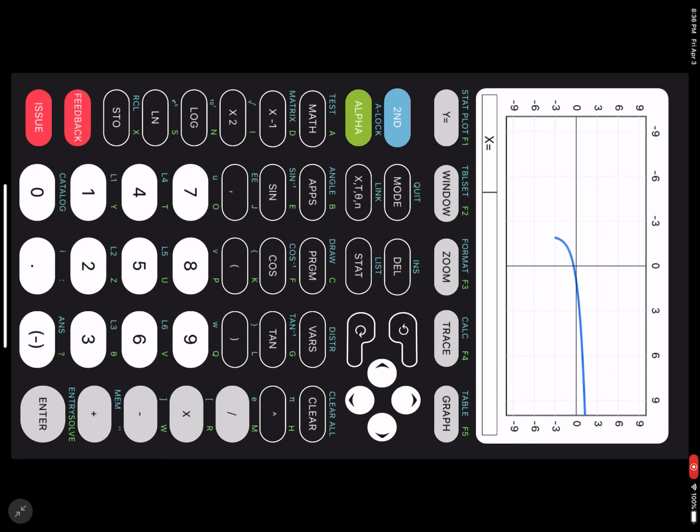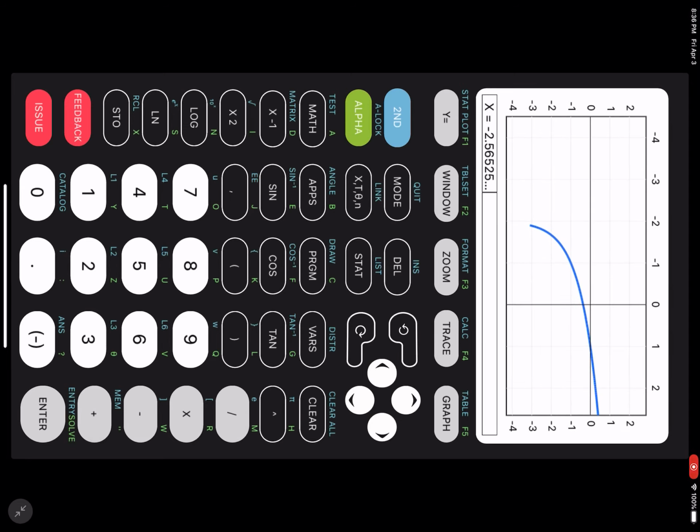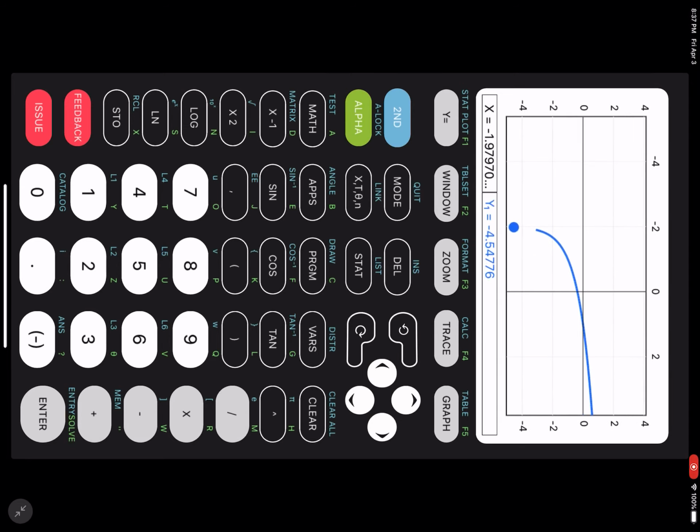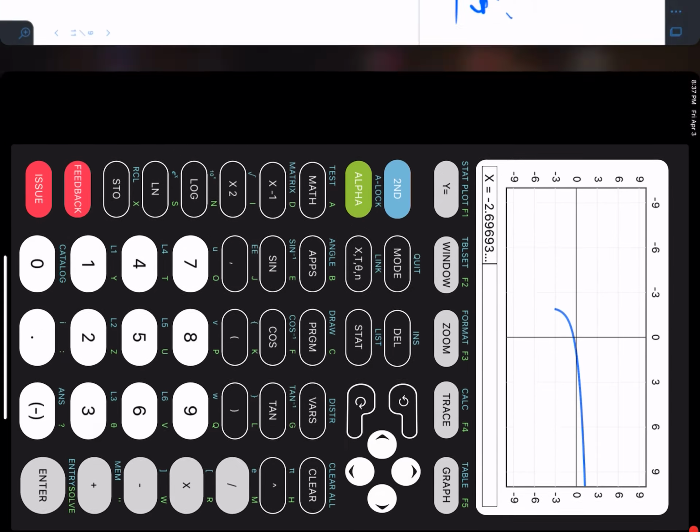Well, technically it doesn't. It's just dropping down so quickly that your calculator won't graph it. See, if you back off here, it keeps going down. You just can't see it going down. It just goes down so quickly. All right, so that's what's going on there. So it's okay. It's still got a vertical asymptote there.